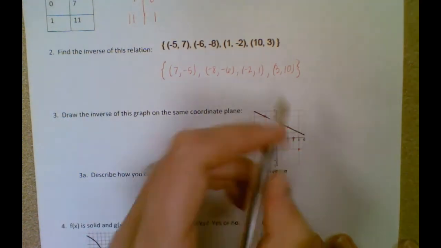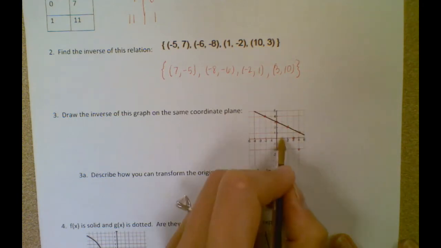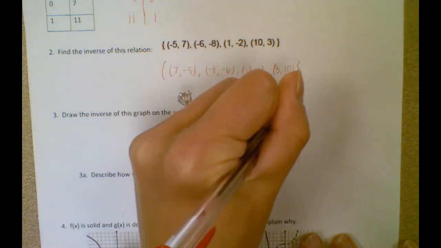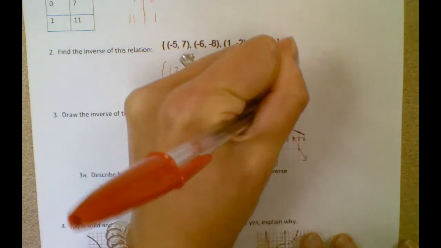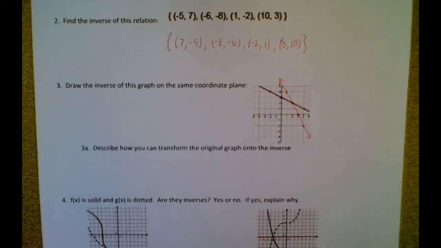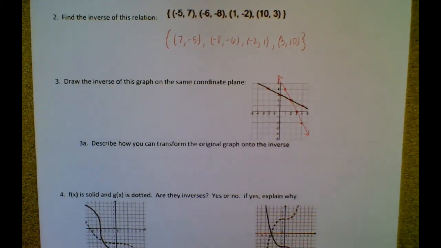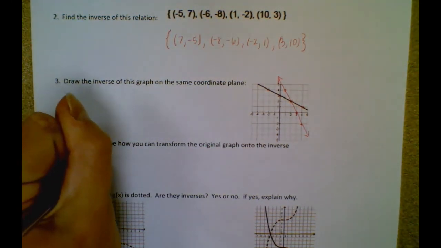All right, let's do this one. 4, 1 becomes 1, 4. So this is what the inverse function looks like. Okay? Now it says describe how you can transform the original graph onto the inverse. So all we did was we switched the x and the y values, right?